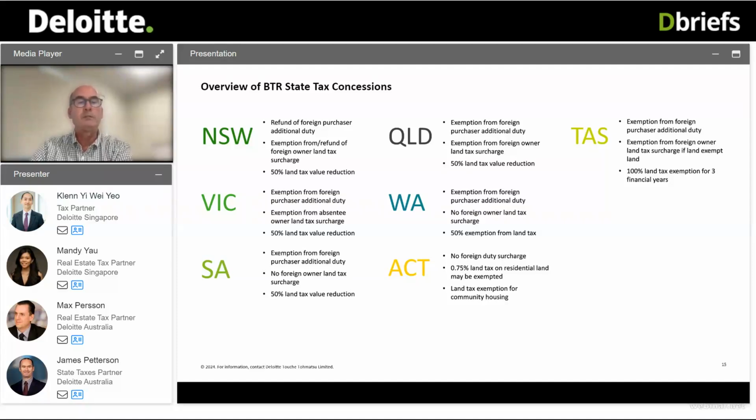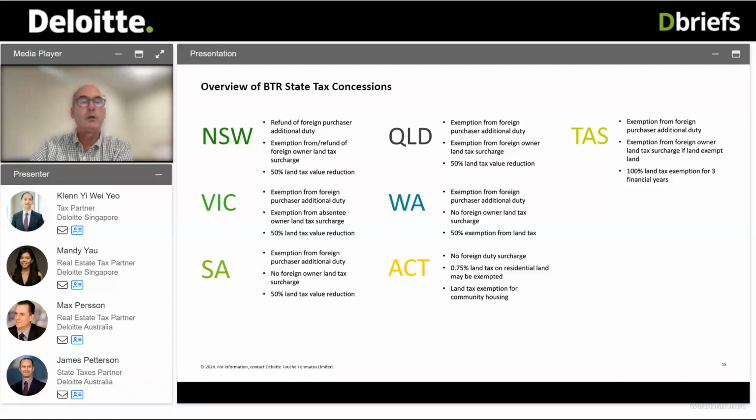And all jurisdictions that impose a land tax foreign surcharge offer an exemption or refund of the foreign surcharge land tax, noting again that that is not imposed in South Australia or Western Australia. In the ACT, a registered community housing provider must offer the land for rent at less than 75% of market rent to tenants that have a gross income below 100,000 Australian dollars.